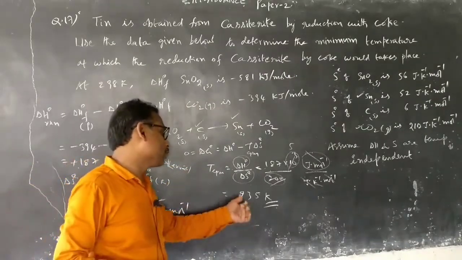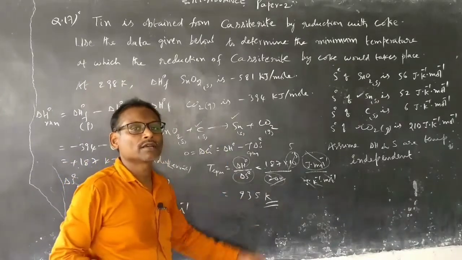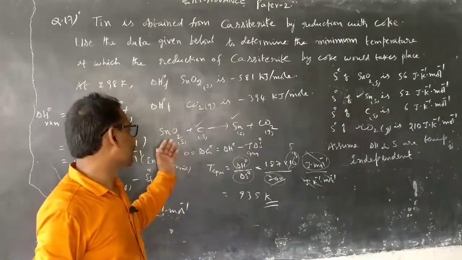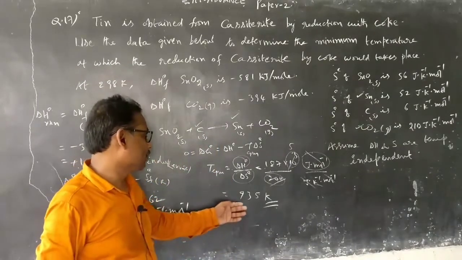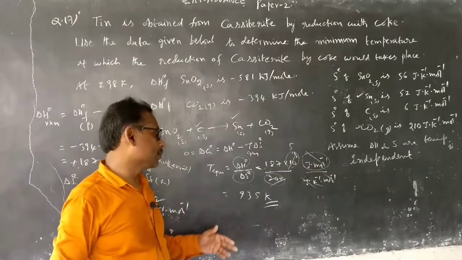So we supply more than this temperature in order to run the process, in order to favor reduction of gas steroid, in order to get the TB. Okay, the equivalent temperature is 935, and it is the minimum temperature to be maintained.